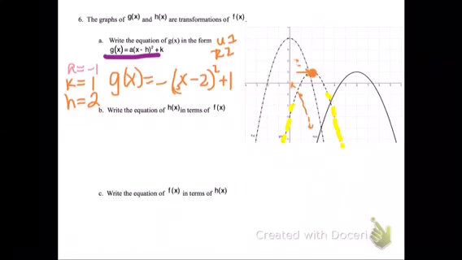I'm going to go ahead and erase so we can start anew. Write an equation for h of x in terms of f of x. So what I'm asking is, what did I do to this guy over here, this orange guy, f of x, to get to my new function, which is h of x?